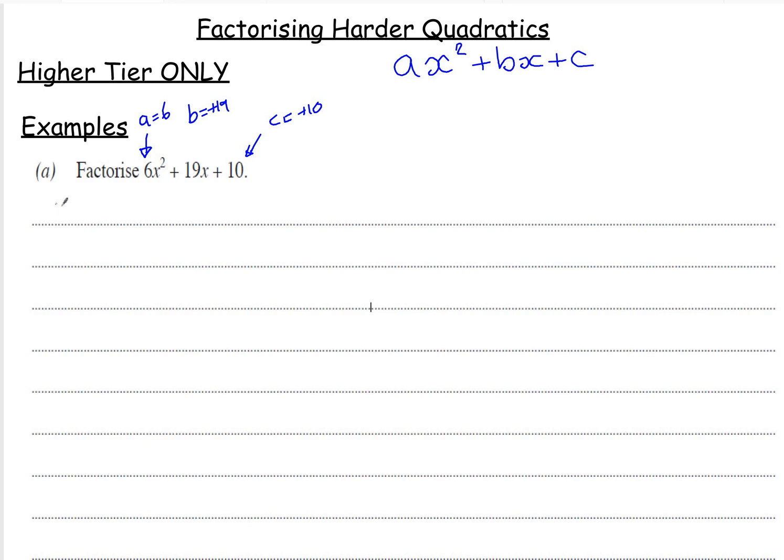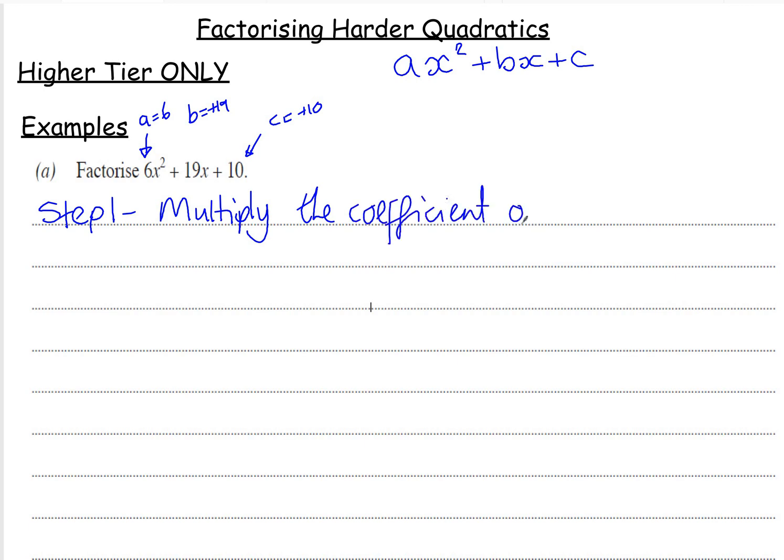So step 1, we multiply the coefficient of x squared, which is a, by c, this number here. So we're going to do 6 times 10, which is 60. That's the first step. Quite straightforward.